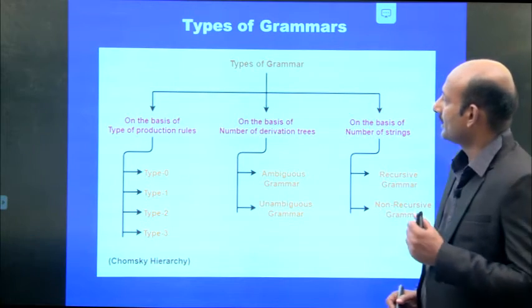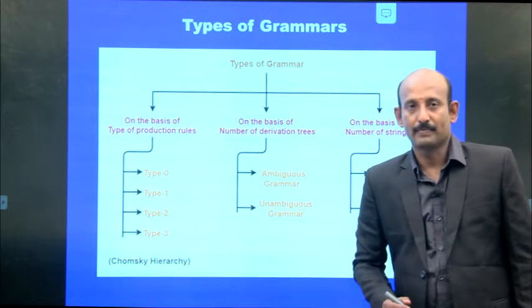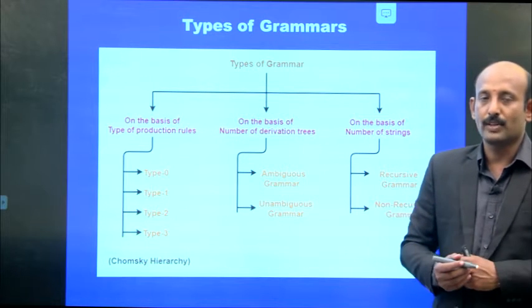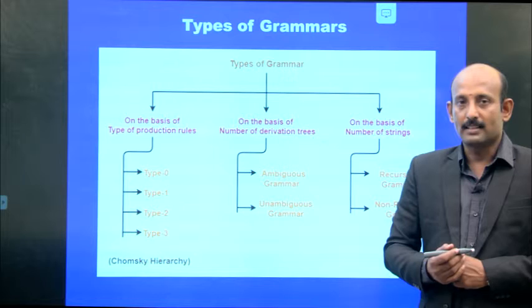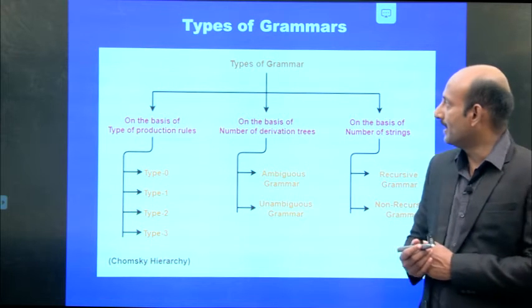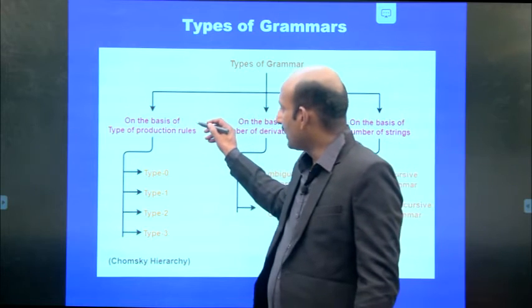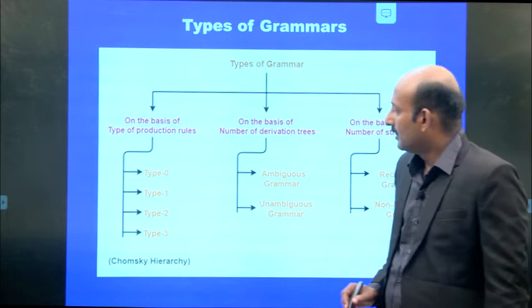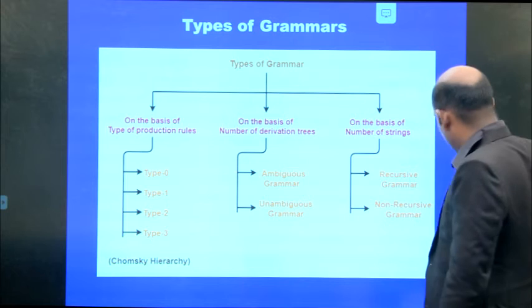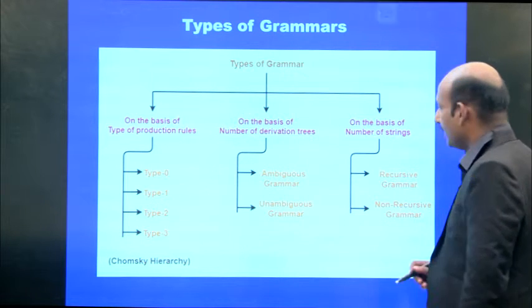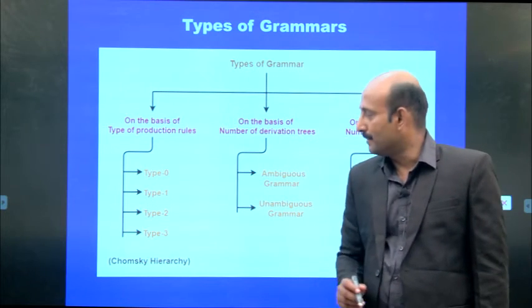Now let's go for the types of the grammar. So what are the types of the grammar? So here, classifications of the grammar. So the types of the grammar on the basis of the type of production rule, we have four types of grammars. We have four types of grammar.